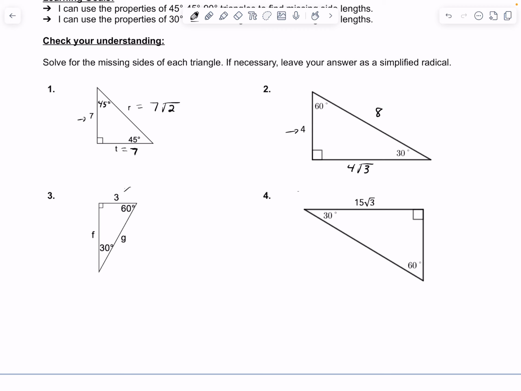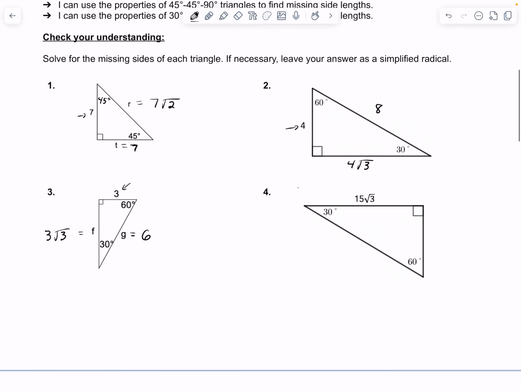Number 3, very similar. They've given us the side length that is across from the 30 degrees, the smallest one, which is 3. So the hypotenuse is going to be double that, which is 6, and F is going to be 3 times the square root of 3.